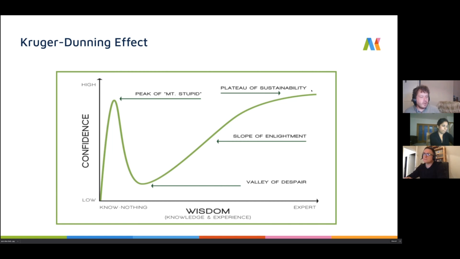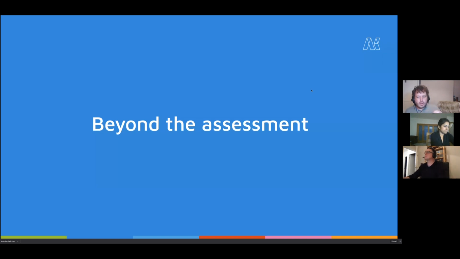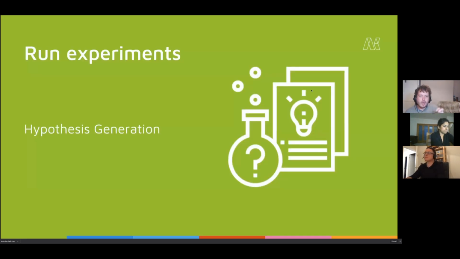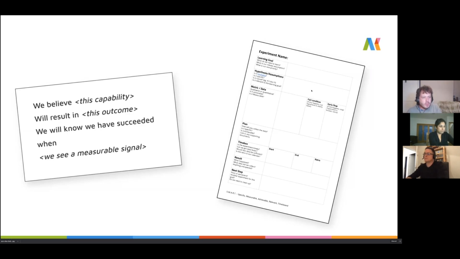And then beyond the assessment, you need to think about, we've run the assessment, and then what do we do? How do we move forward? I'd say you need to start to pick things off. Run little experiments. If we're red in this area, if we voted ourselves a 1 or a 2 in a particular area, what can we do to move ourselves a point up? We believe that by doing this thing, we'll get this outcome, and we'll know we have succeeded by this particular measurable result.